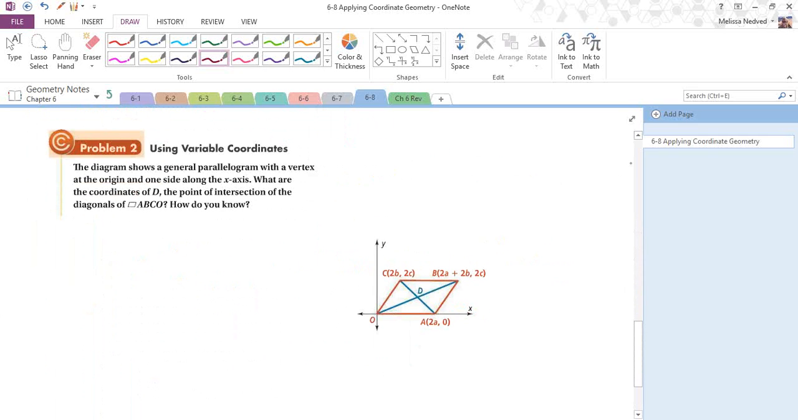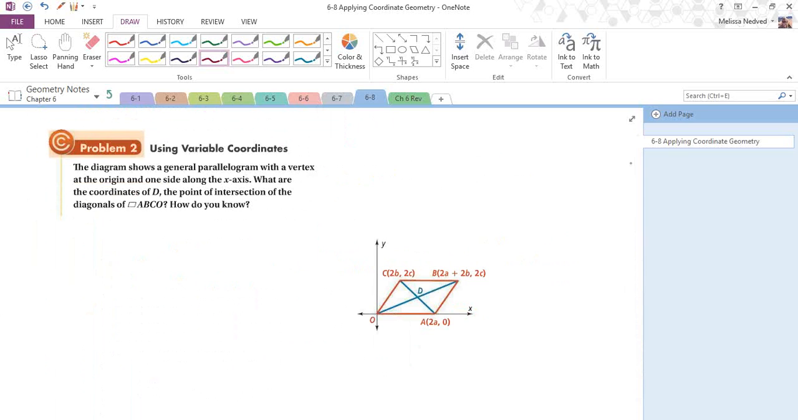So last example we want to look at says the diagram shows a general parallelogram, so we do know it's a parallelogram, with a vertex at the origin and one side along the x-axis. So it's just explaining to us what we see here. We're asked what are the coordinates of D, the point of intersection of the diagonals of parallelogram ABCO, and how do you know? Well, let's think about what we know about a parallelogram. In a parallelogram, one of our properties is that the diagonals bisect each other. So since the diagonals bisect, D is the midpoint of those two diagonals. So point D is at the midpoint of AC. It's also at the midpoint of OB.